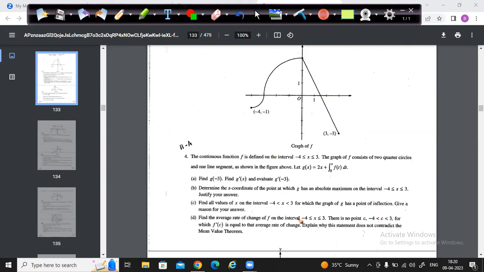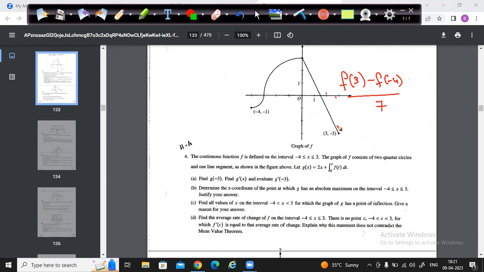The average rate of change of f on the interval: there is no point c for which f'(c) is equal to the average rate of change. Explain why this does not contradict the Mean Value Theorem. So what is the meaning of average rate of change? Average rate of change of f means f(3) minus f(-4) divided by 3 minus (-4), which is 7.